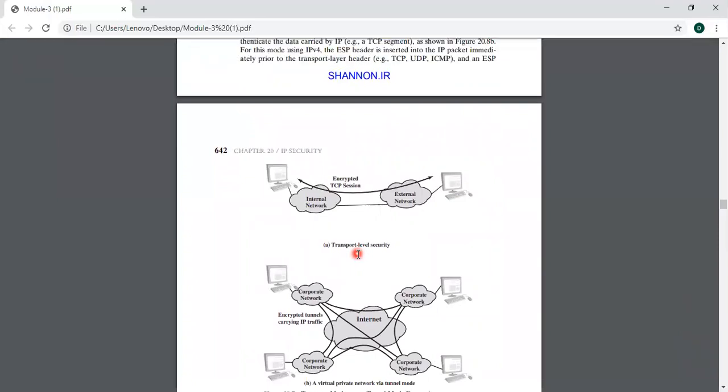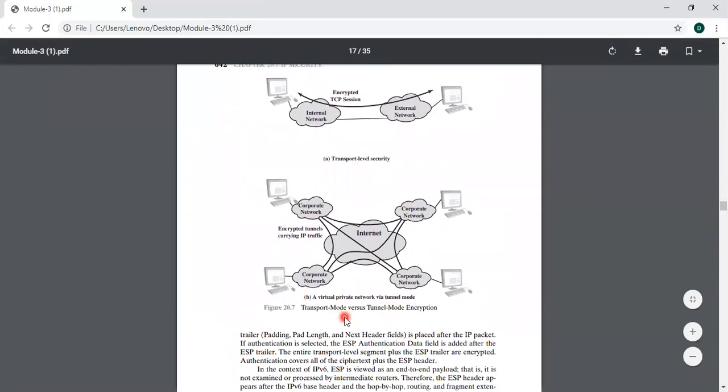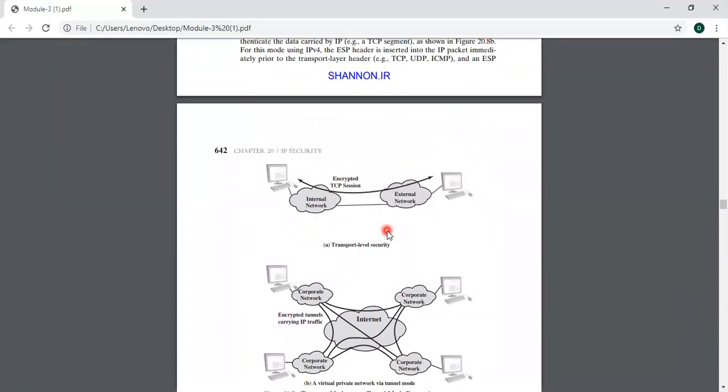You can see figure A, which shows transport level security. Figure B shows transport mode versus tunnel mode encryption. In figure A, encryption is provided end to end. This is the internet, the external network, and system to system communication is taking place. In figure A, transport level security, encryption is provided directly between two hosts.